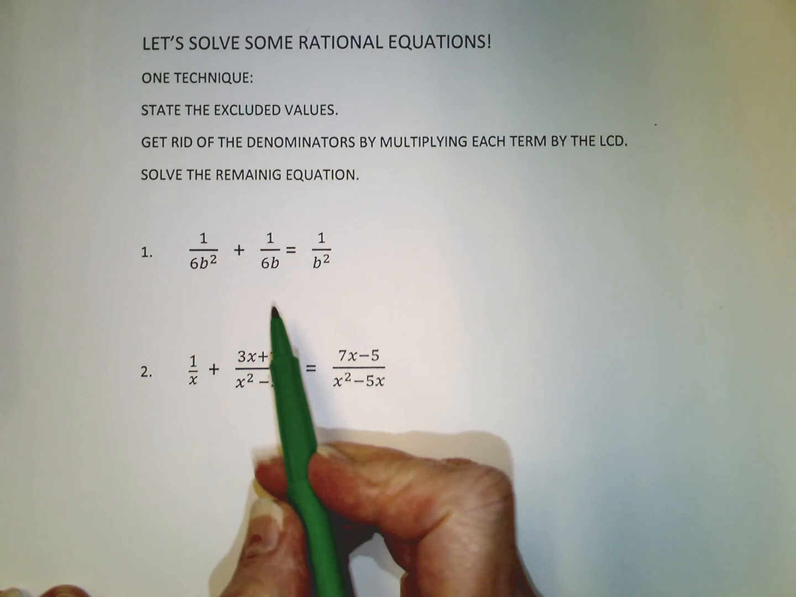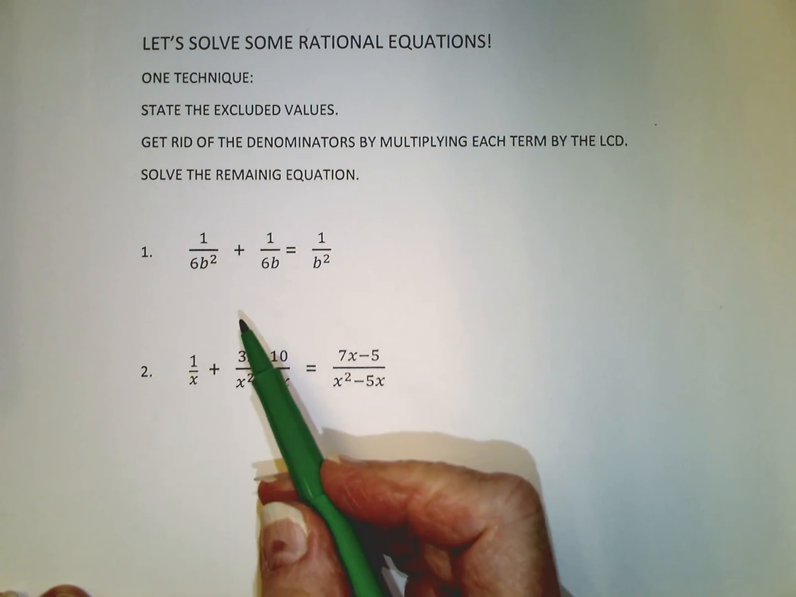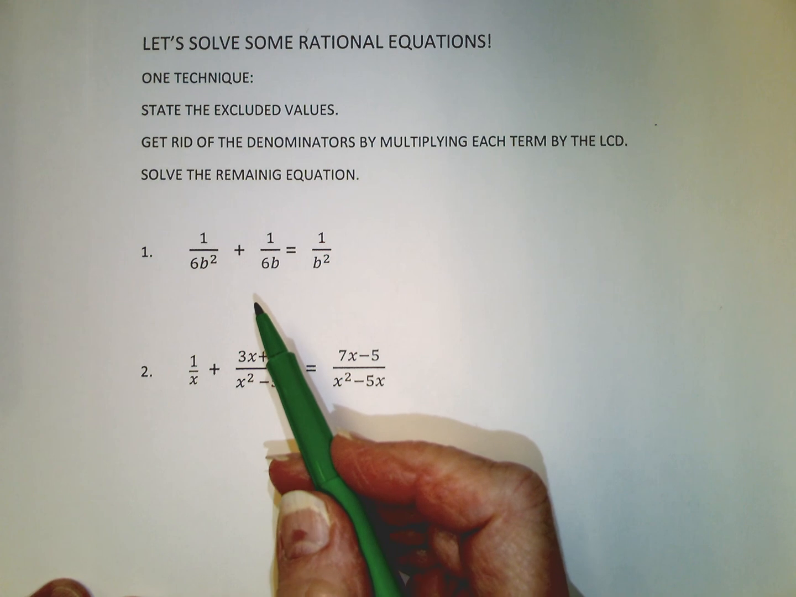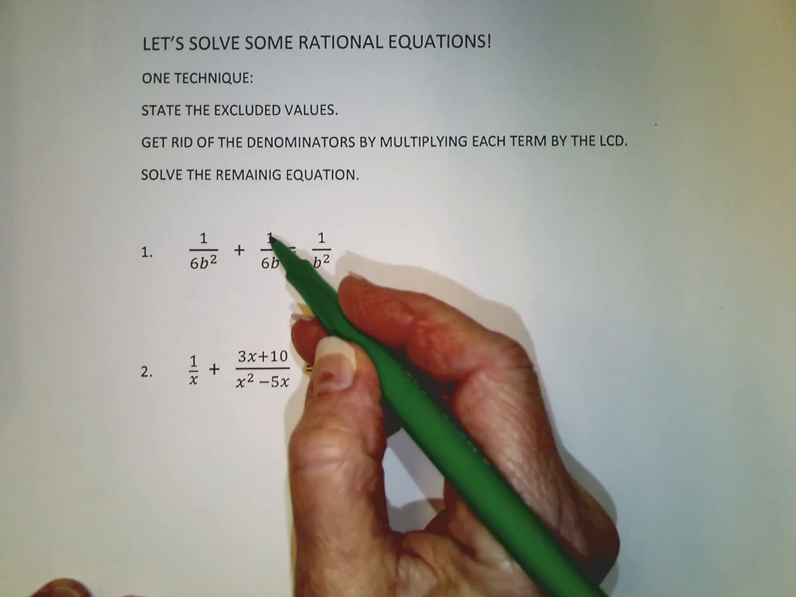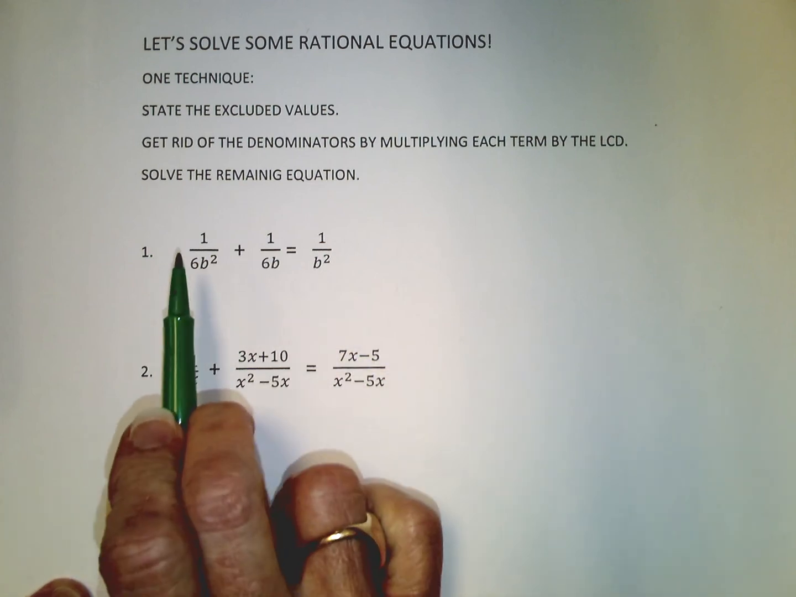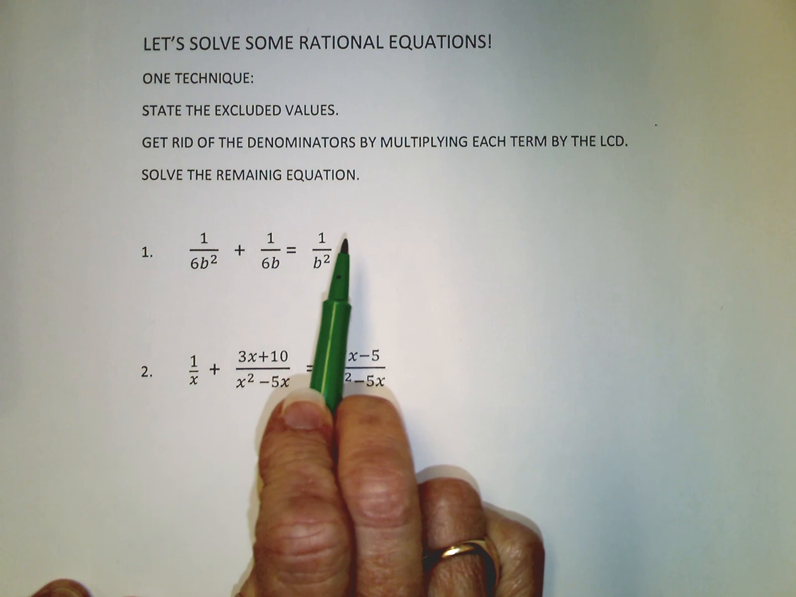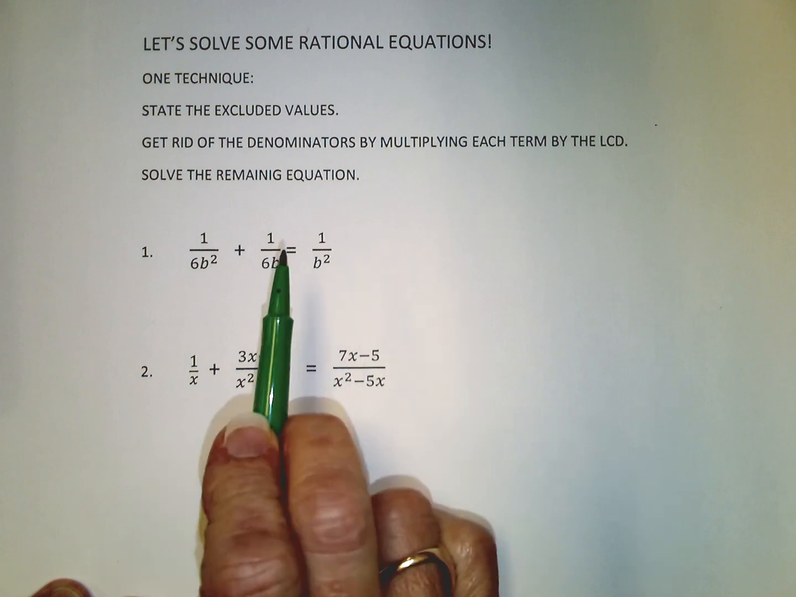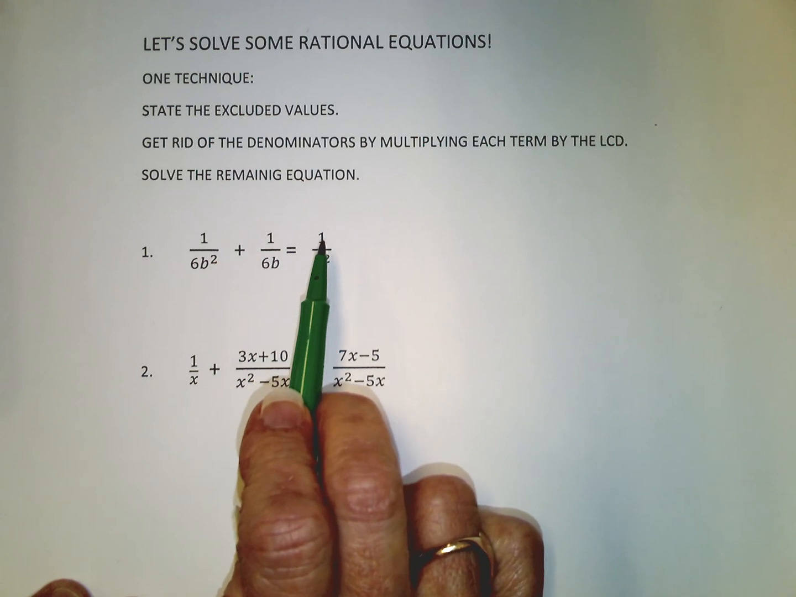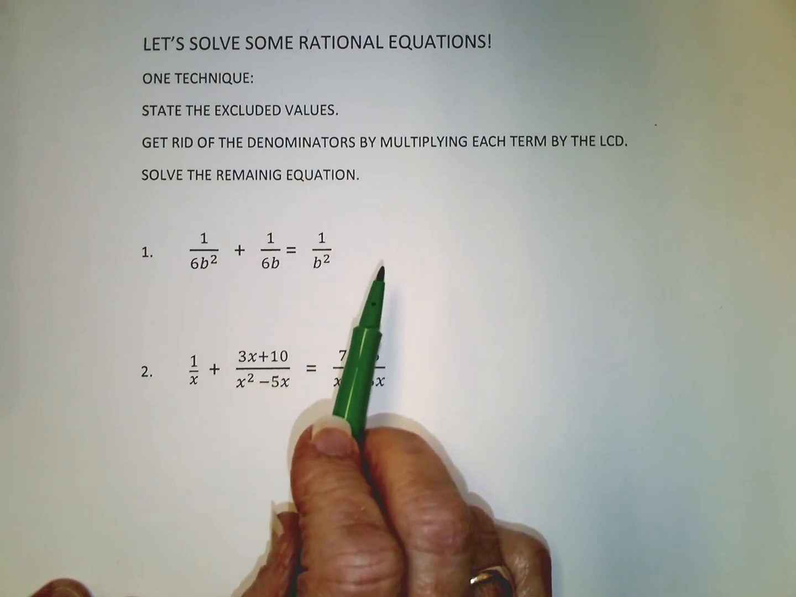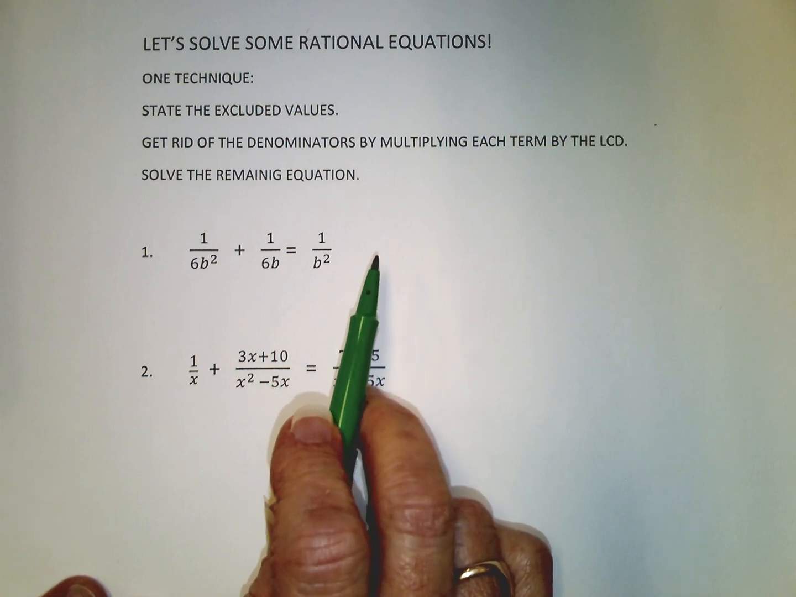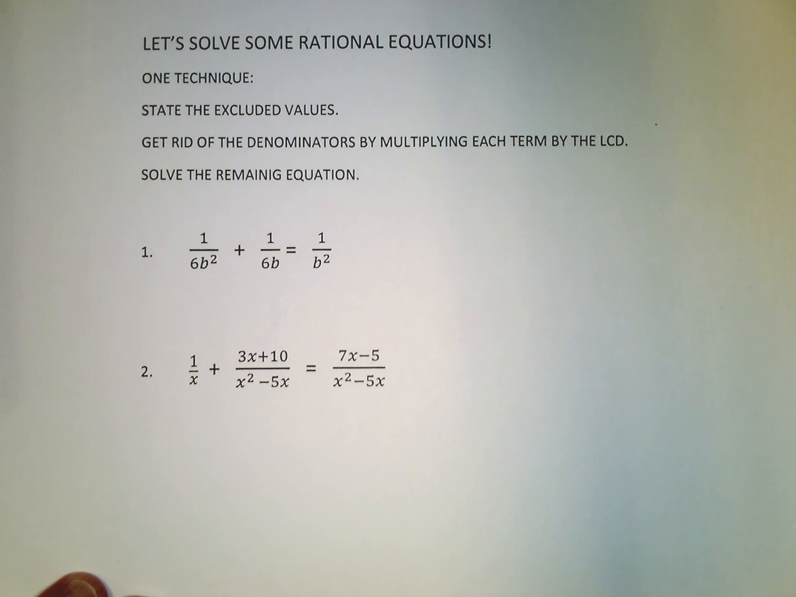We are still going to find the least common denominator. We are still going to state any values that make the denominator equal 0. But instead of making each piece over the common denominator, we are going to take the LCD and multiply it times the entire equation. Multiply the LCD times this fraction, and times this fraction. And when we do that, the denominators will all cancel out. It seems a little weird, but it works. So we'll try.